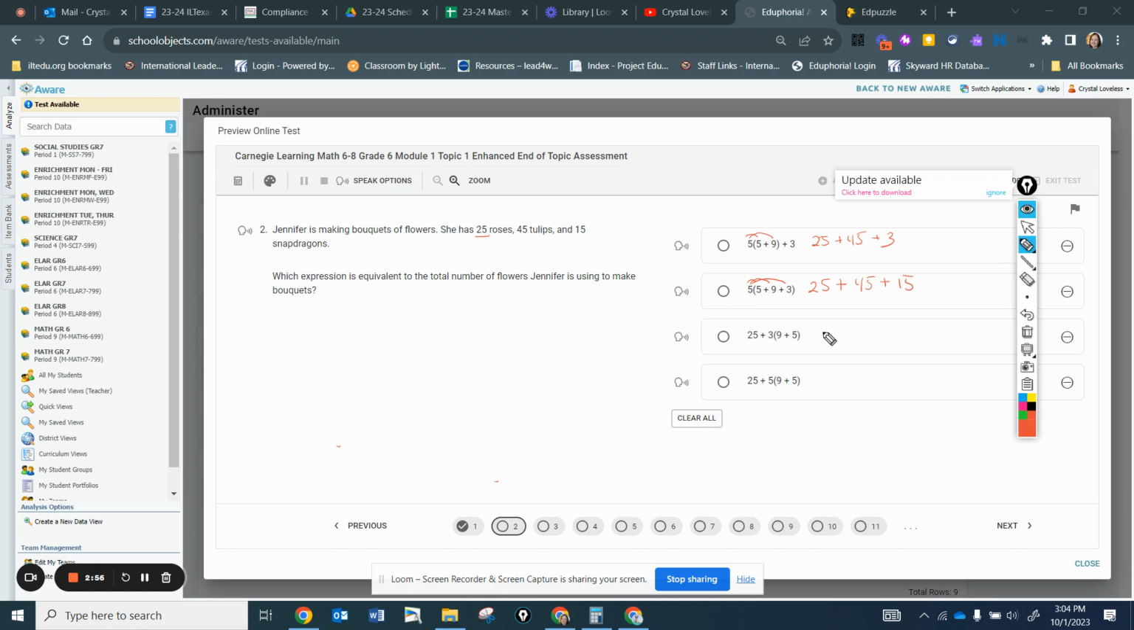Okay, let's look at this one. 25 plus 3 times 9 is 27, plus 15. Well, that's not equal to the 45. What about this one? 25 plus 5 times 9 is 45, plus 5 times 5 is 25. Almost, but it doesn't have the 15, it has the 25. So the only one that works is this one right here. Okay? All right. Now, let's go on to the next one.